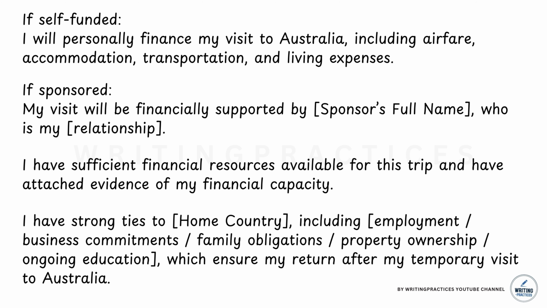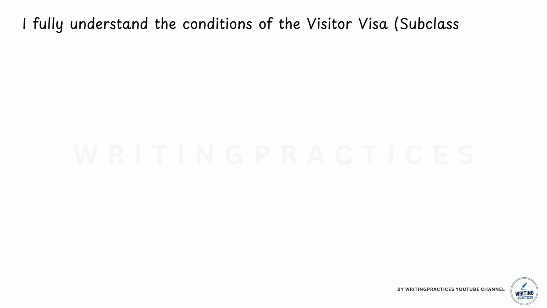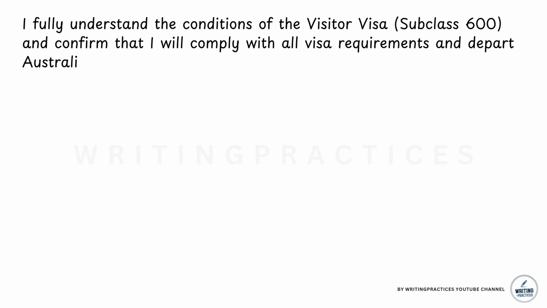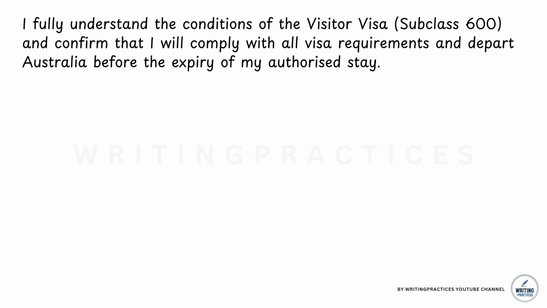11th paragraph, visa compliance statement. Confirm your understanding of visa conditions. Example, I fully understand the conditions of the visitor visa, Subclass 600, and confirm that I will comply with all visa requirements and depart Australia before the expiry of my authorized stay. This reassures immigration officers that you understand your legal responsibilities. It strengthens the credibility of your application. Keep this statement direct and professional.